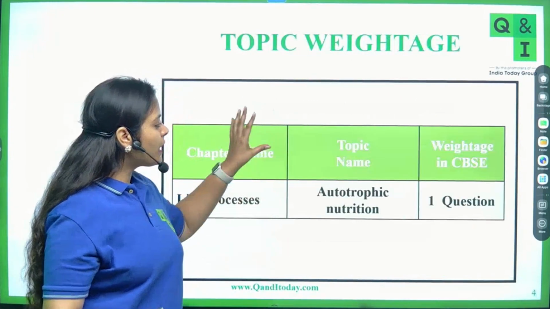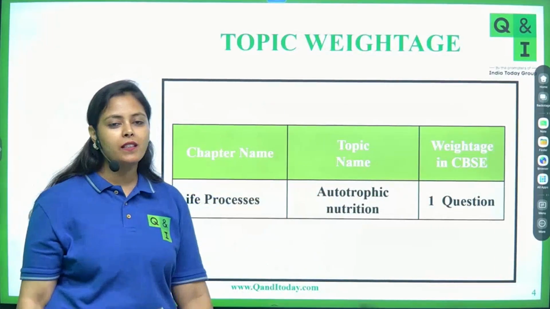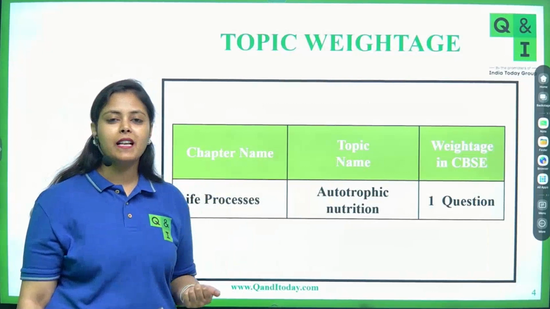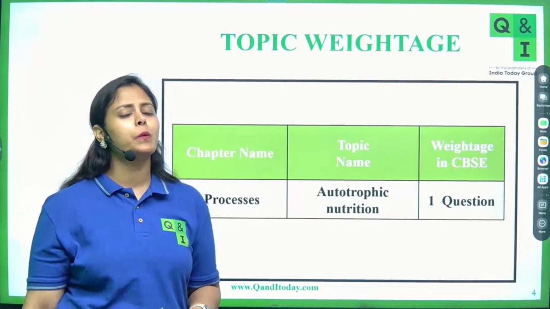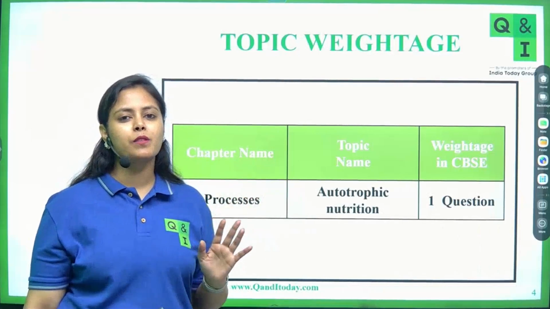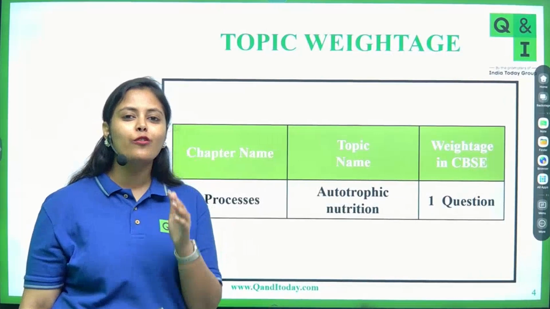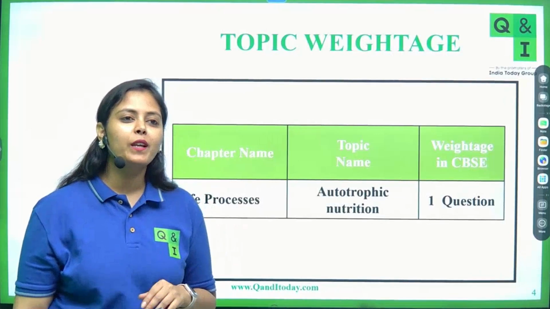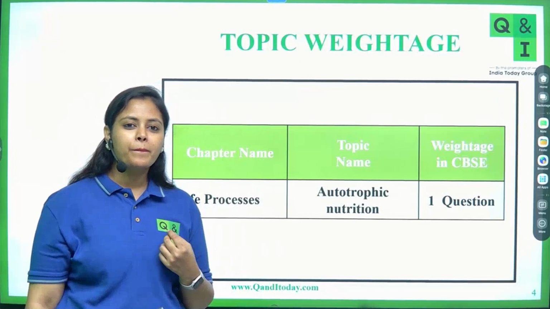So now, coming to the weightage of autotrophic nutrition, one question is asked. I told you in the previous class yesterday that from autotrophic nutrition, you can always expect one question in the board exam. Always it comes. You check whatever previous year papers you go through. Did some of you actually go through the weightage of board examinations? How many questions are there? What is the pattern?